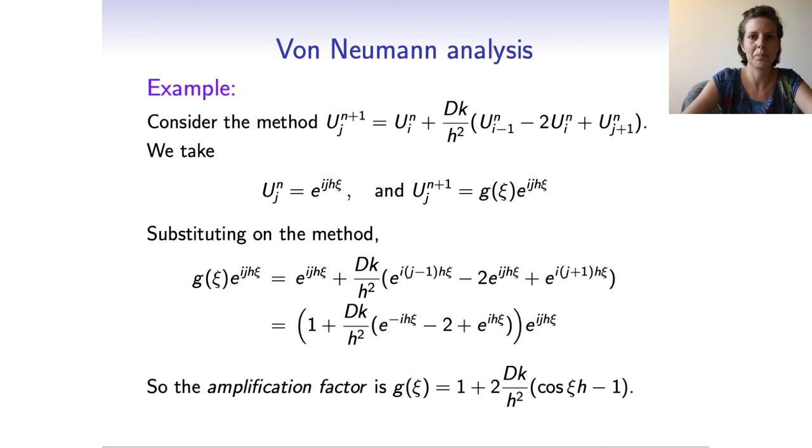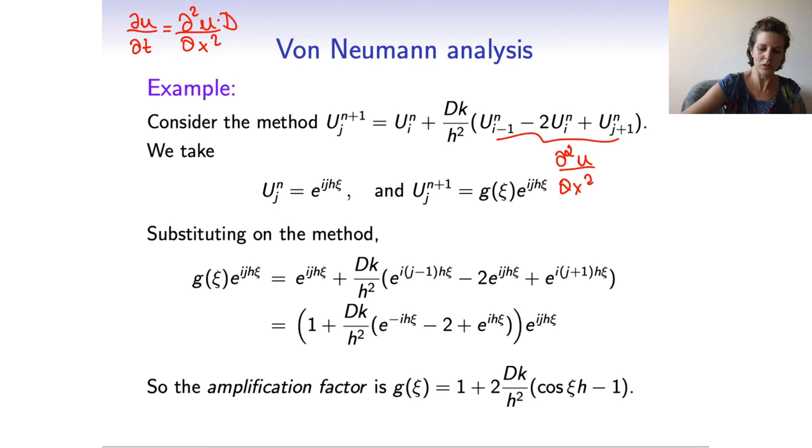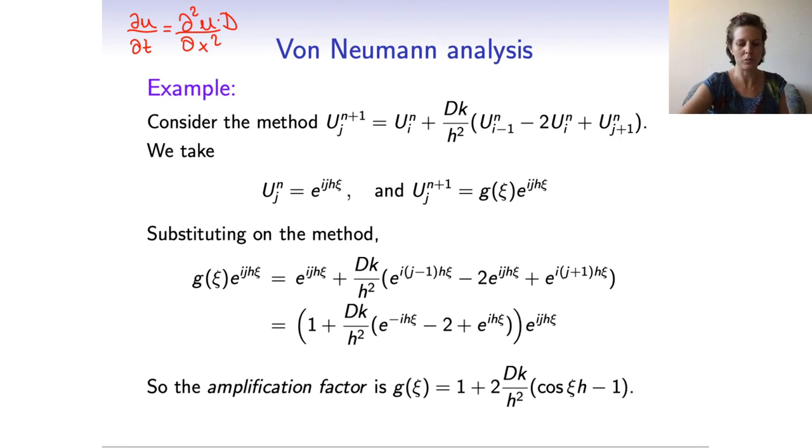So let's see an example. Earlier we showed that if we want to solve the diffusion equation, del U del t equals, in 1D, del x squared, okay, with the diffusion coefficient, then we use this to approximate the Laplacian, and here we are using the forward Euler method to integrate in time.